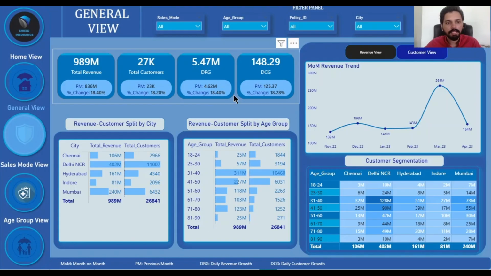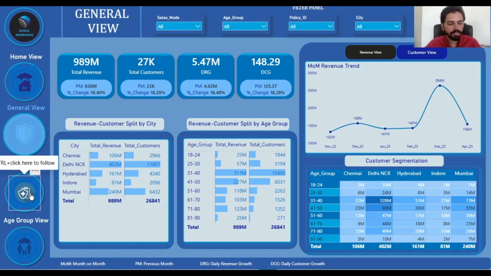So let's start the analysis of the general view. On the left-hand side, you can see that we have the different pages, and if we want to navigate to another page, we can click on it and go to that particular page. So this is the general view. And on the top side, you can see there are different filters, like sales mode, age group, policy ID, city, month.